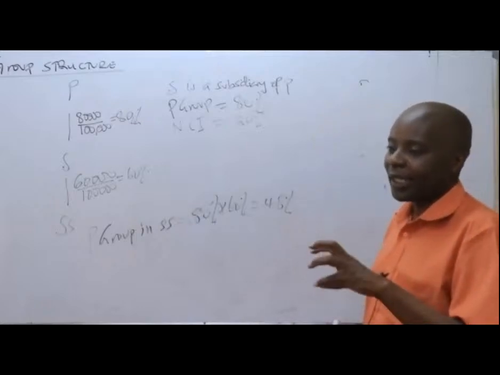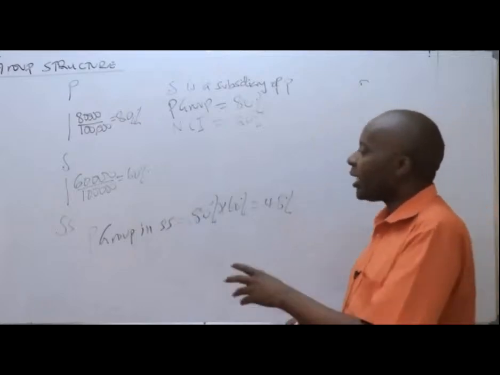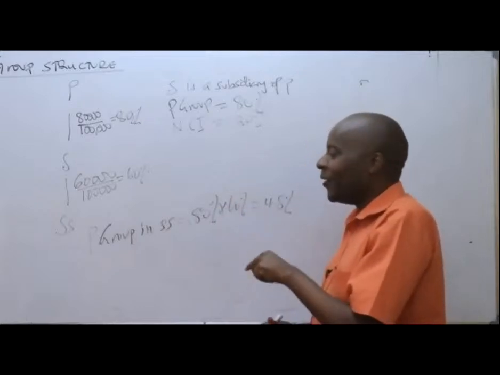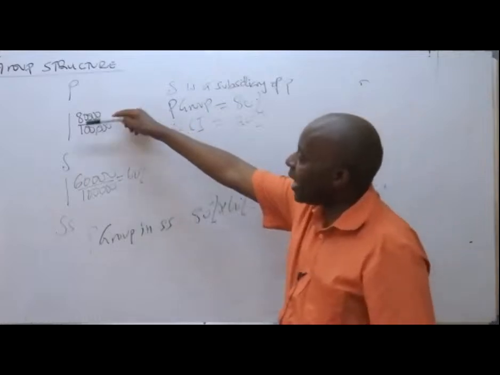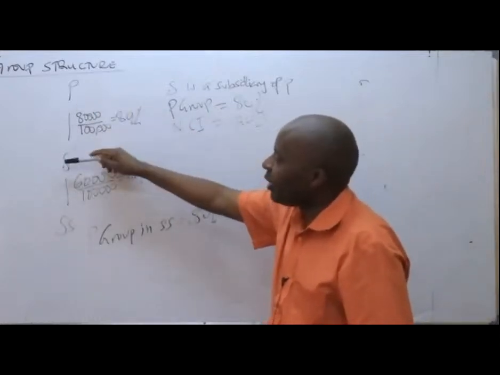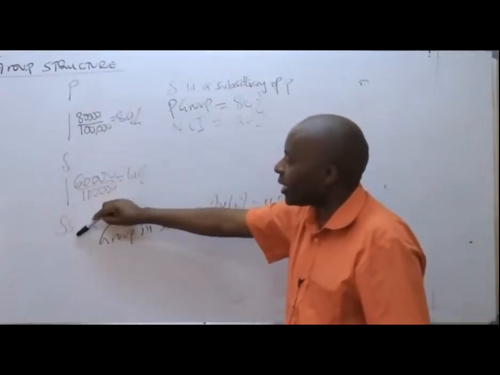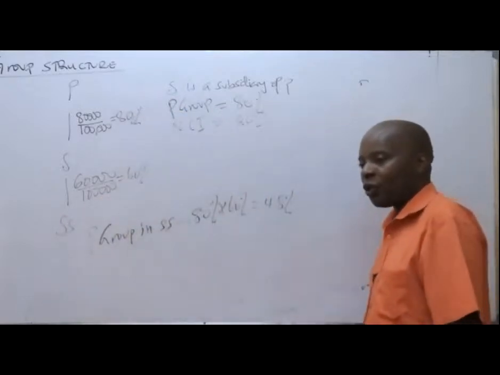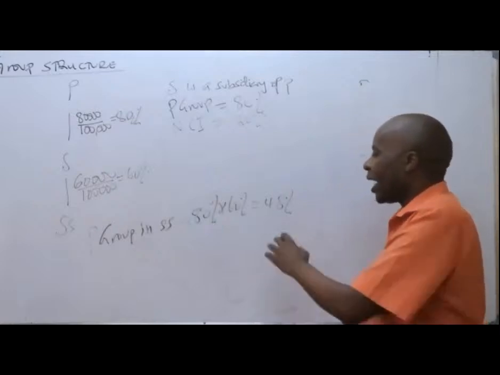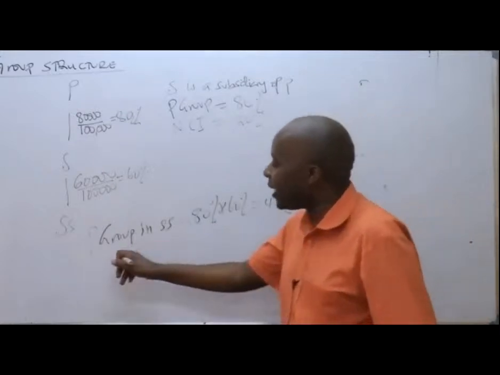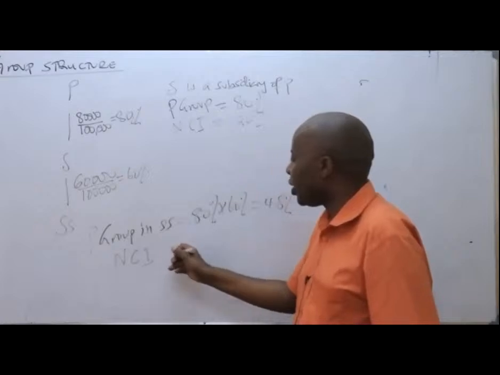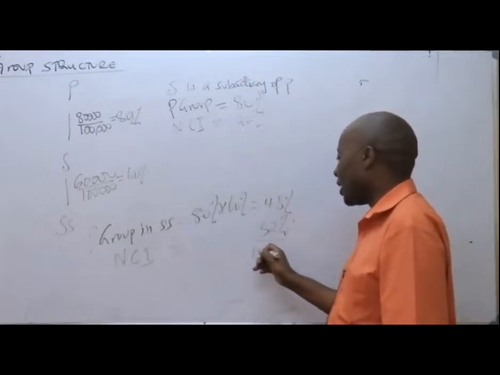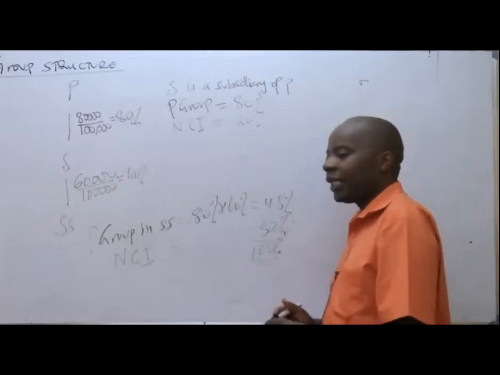So somebody who doesn't understand this thing very well will tell you that SS is supposed to be an associate of P. No. Ladies and gentlemen, remember S is fully controlled by P. If that is the case and S is controlling SS, automatically SS becomes our subsidiary. So P group in SS has 48%. And therefore, NCI, non-controlling interest in SS, will be what percentage? 52%, which automatically now will end up giving me 100%. That is step number 1.